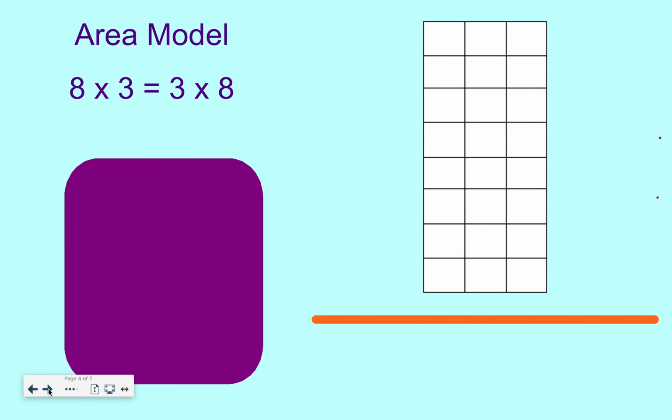Now you might have a problem that is 8 times 3. So here I have 8 groups of 3. That's a lot of groups. So I know that I can use the commutative property. And the commutative property says that I can switch the factors and the answer doesn't change.